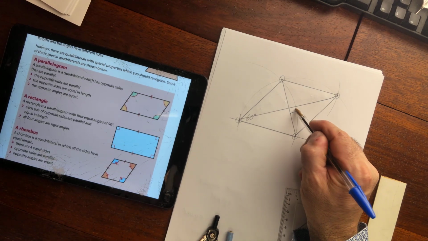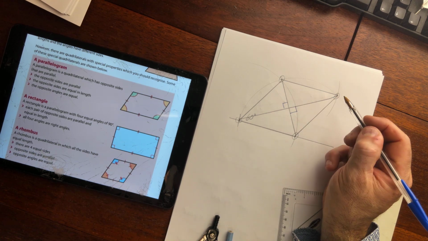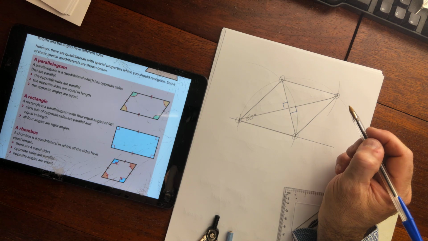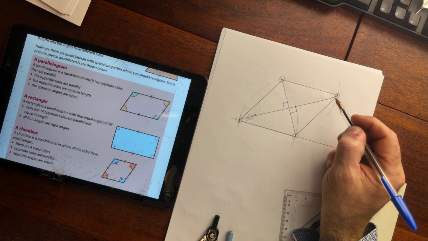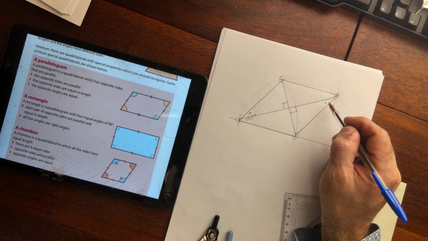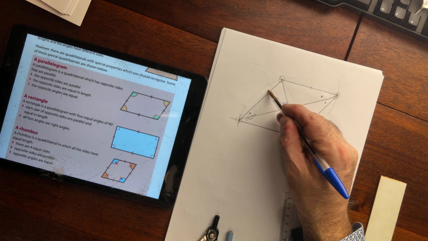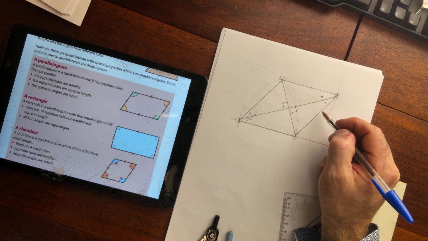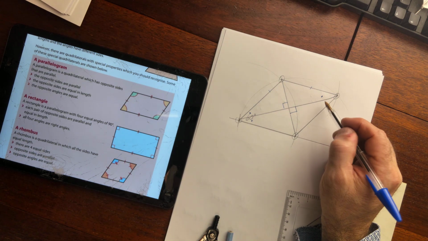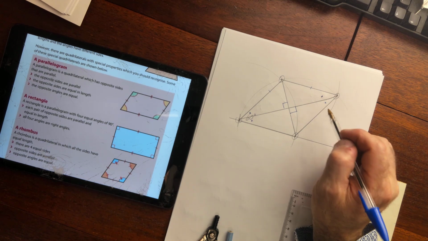So the diagonals of a rhombus bisect each other at 90 degrees, and that makes it very special. Not only that, this is equal to this because it's a parallelogram, but it's also equal to this because this is an isosceles triangle. So the angles at the diagonals in a rhombus are all equal to each other, not just alternate ones like they were in the parallelogram. So that's really interesting.